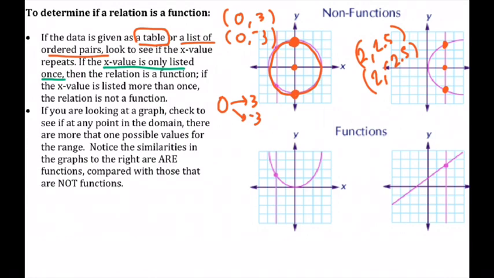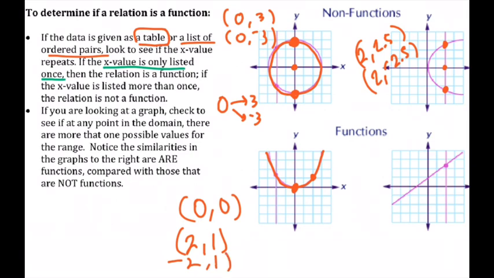The next one, down below where it says functions, this is a parabola. And this one right here is if you go to, say, 0, there's only one output for that. You put in 0, you get out 0. That's the only thing that 0 is going to give you. If you go over to 2, you get out 1. If you go to negative 2, you get out 1. Now notice that even though 1 is listed there twice, that's not a domain number. That's a range, and that's fine.